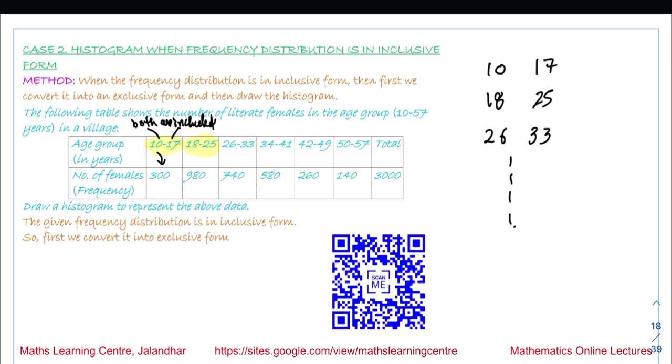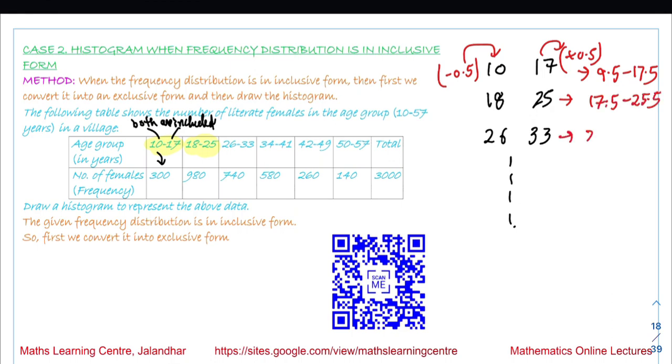Now we have to calculate the true class limits. It means we subtract 0.5 from the lower values and add 0.5 to the upper values. So the true class limit corresponding to this is 9.5 to 17.5, this is 17.5 to 25.5, this is 25.5 to 33.5, and so on. And these frequencies will not change, because if we ask how many values are between 26 and 33, it is 740.